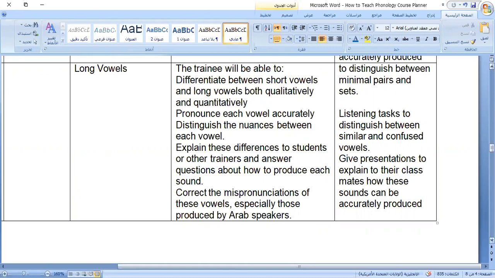This is a mistake in the production of the p sound. What is the cause of this mistake? The cause of this mistake is that it's not found in Arabic, because in Arabic we have the ba, but in English we have p, the voiceless p, the aspirated p, and the voiced ba. Okay, so the student here pronounces the p as ba, because he has mother tongue interference.